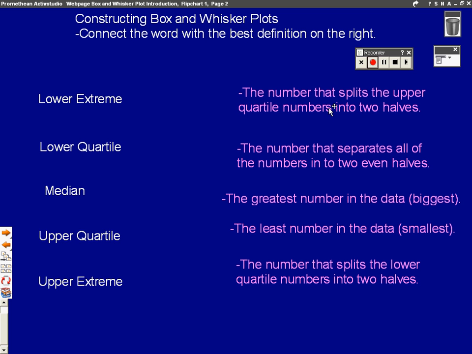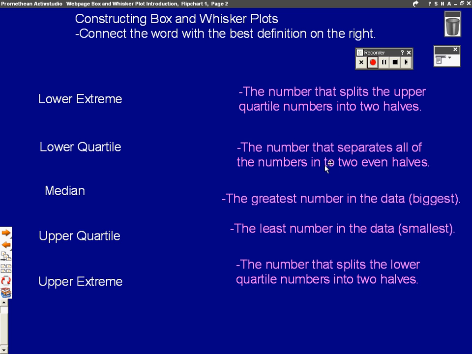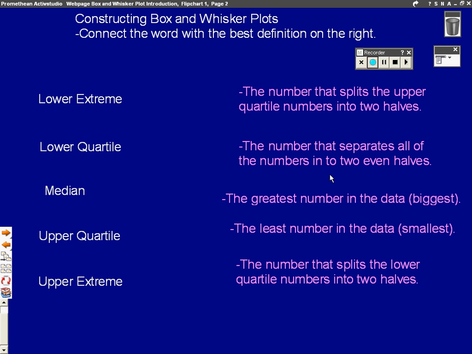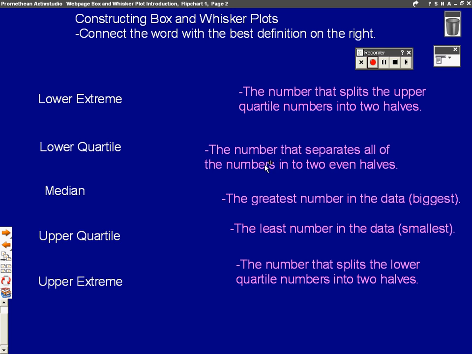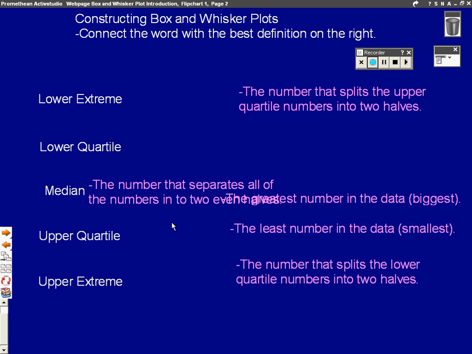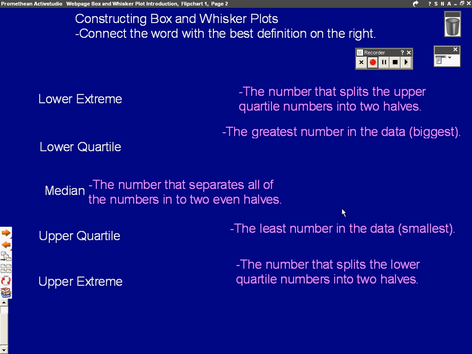So let's see. The number that splits the upper quartile, it does use that word split, but let me keep checking just to make sure. The number that separates all the numbers into 2 even halves? That sounds really familiar. The greatest number in the data? No, I definitely know that's not median. The least number in the data? No. The number that splits the lower quartile numbers into 2 halves? I feel that the best description is the number that separates all the numbers into 2 even halves. Now remember, you need to make sure those numbers are in order from least to greatest or greatest to least when you do separate them.